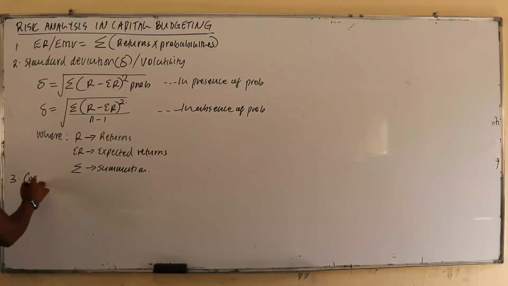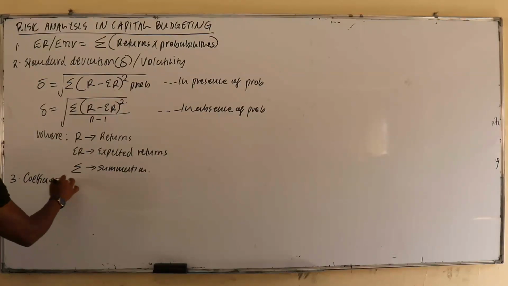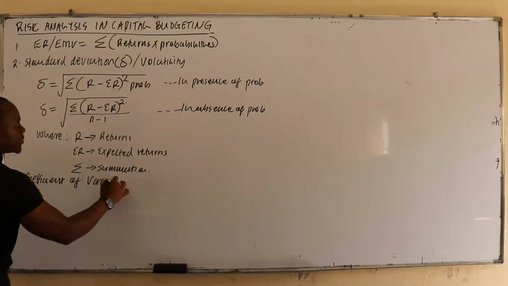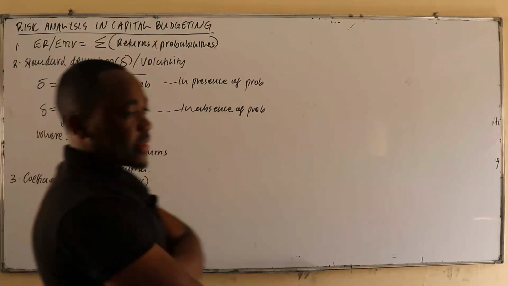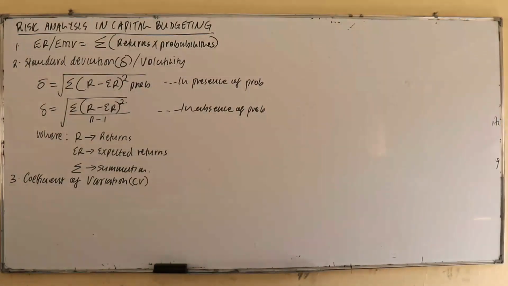Number 3, we have the coefficient of variation, CV. Let us see that. This is the relative measure of risk, full stop.